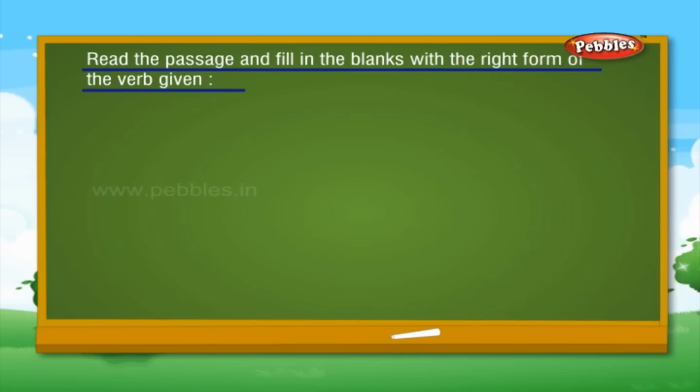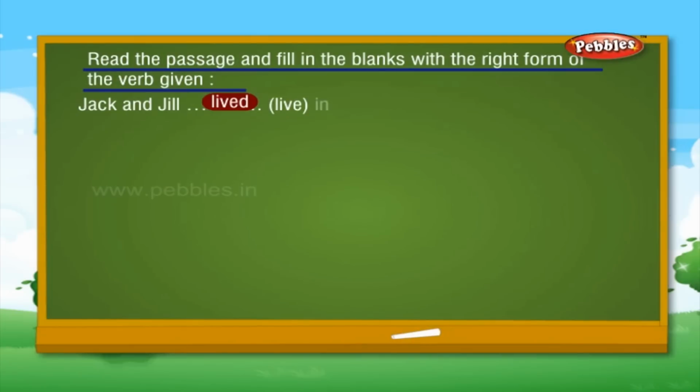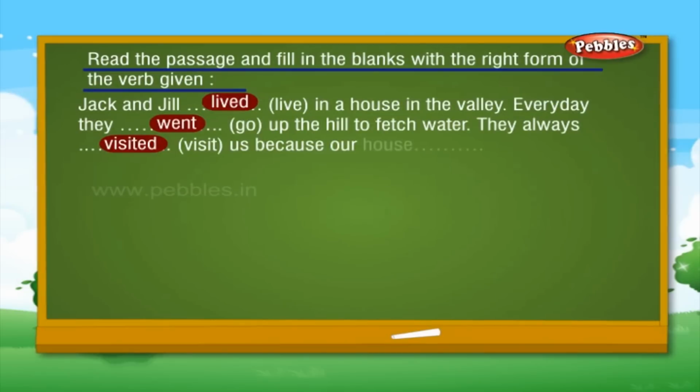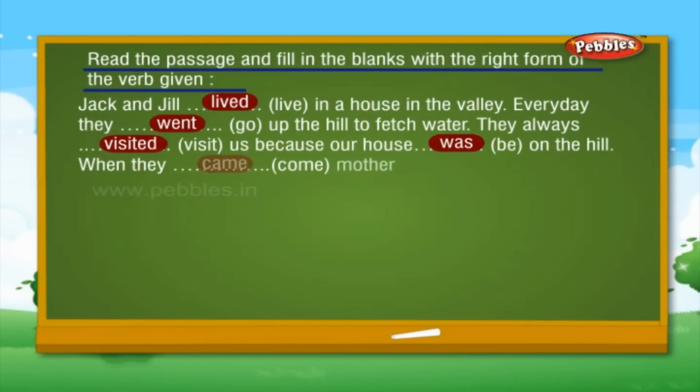I'm now going to read the passage again, but this time with the answers. Jack and Jill lived in a house in the valley. Every day they went up the hill to fetch water. They always visited us because our house was on the hill. When they came, Mother gave us hot chocolate and biscuits.